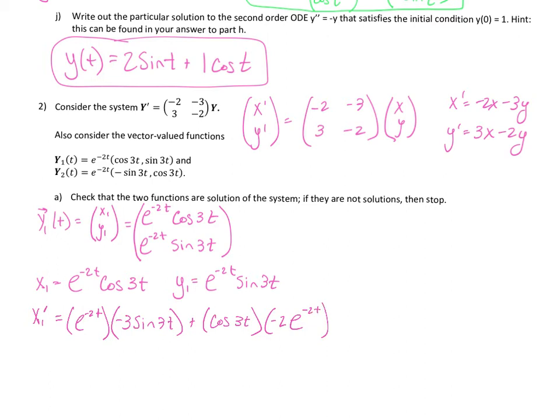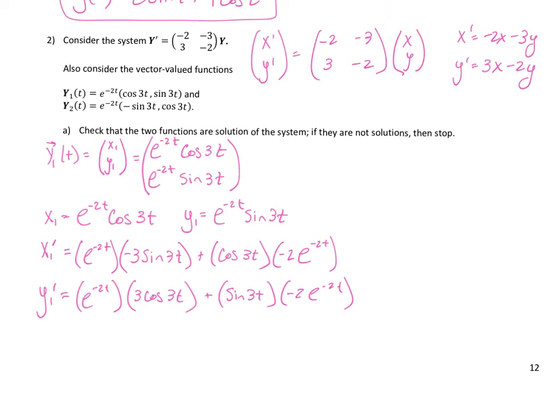So there's my x1 prime, and then my y1 prime is first times the derivative of the second plus the second times the derivative of the first. Now I'm going to plug everything in. I'm going to plug in my x prime and my y prime that I just found, and my x and my y that I was given, and see if these two equations hold true.